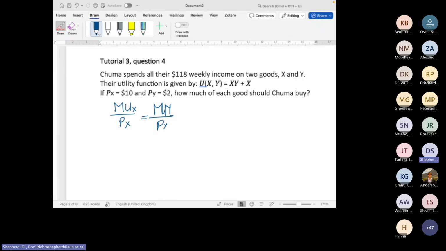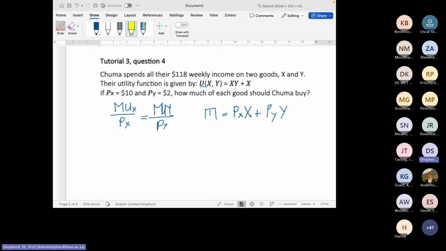Okay, so that's the one thing. The other thing is that the consumer must spend all of their income. So their income must be equal to the price of X times X plus the price of Y times Y. Okay, so these are the two things that must be true.